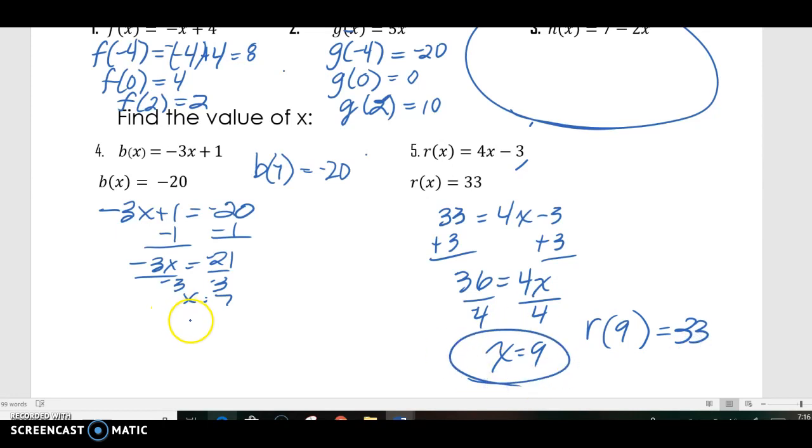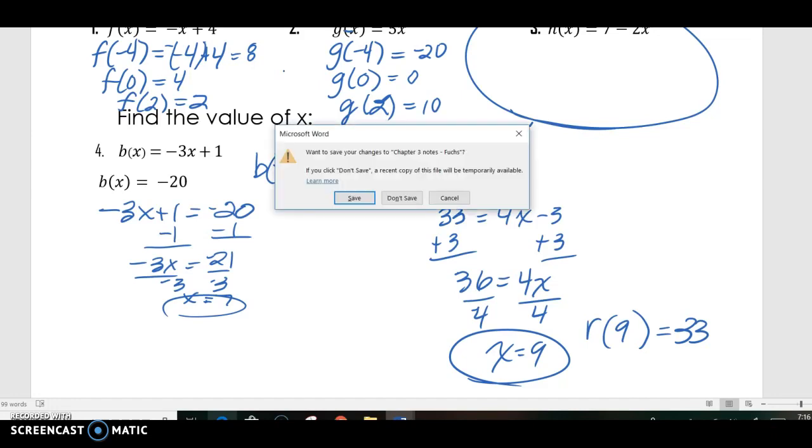Sorry, this one was number 7. Okay, so go ahead and keep moving. We're going to move on to the next page and look at some additional examples.